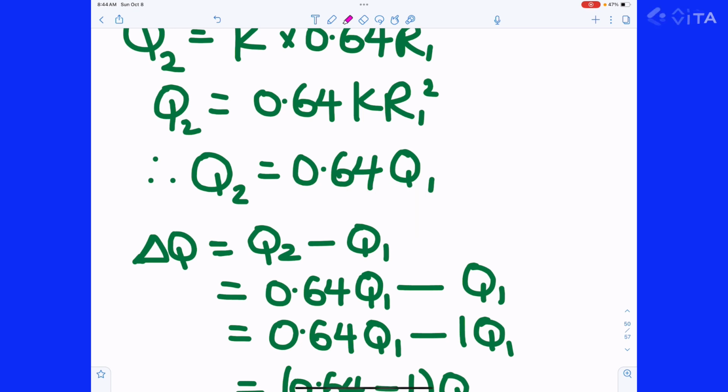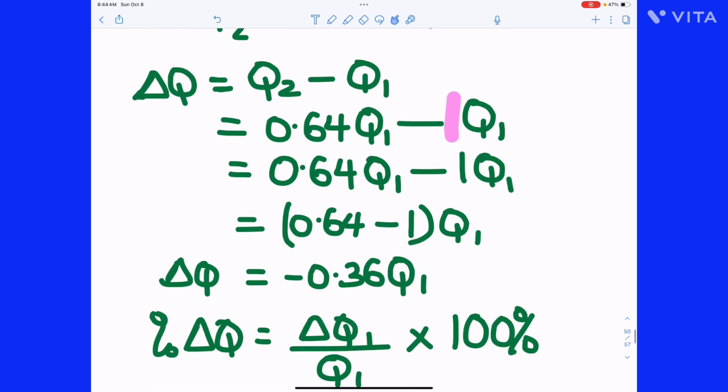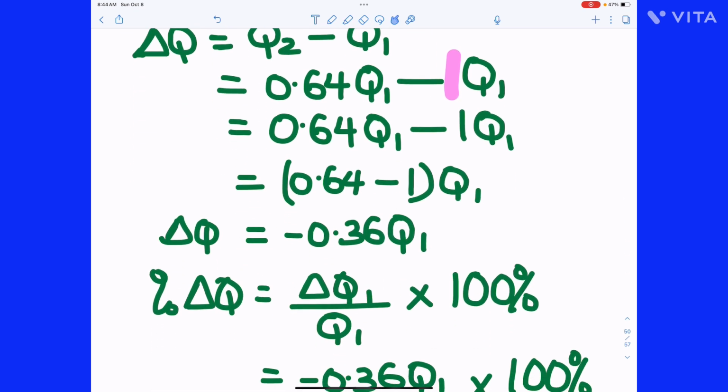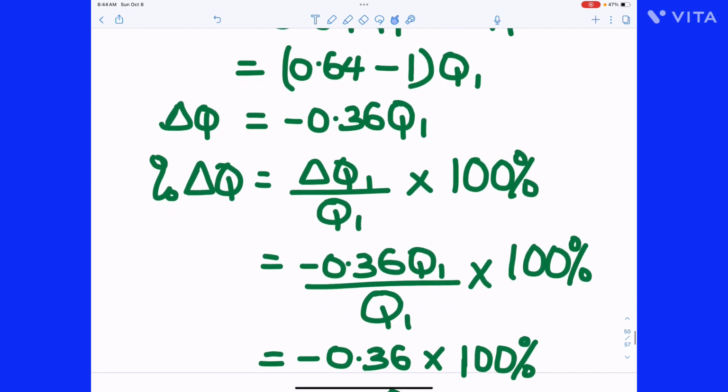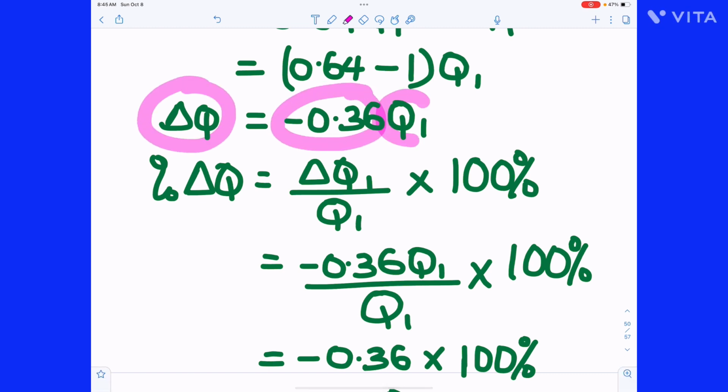The change in Q will be the final minus the original. 0.64 Q1 minus 1 Q1. This is like 1 Q1. So if you factorize Q1 from both sides, you get Q1 outside the bracket, and inside the bracket 0.64 minus 1, which is minus 0.36. So that gives you change in Q is minus 0.36 Q1.